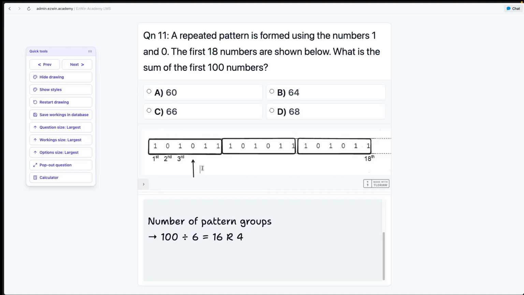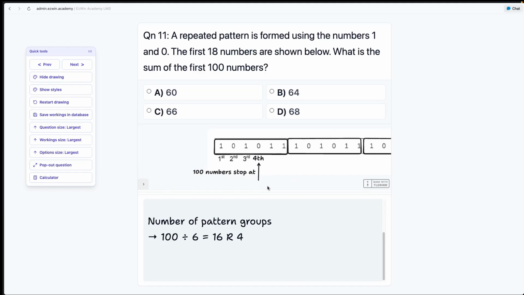So the 100th number stops at the fourth one. That's what I say over. So I can write here fourth, at the fourth position, as what you see over here. Okay. So now we know that the 100 numbers stop at fourth, right? As what you see over here.